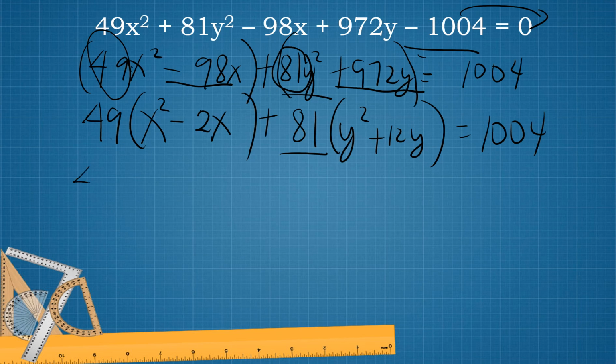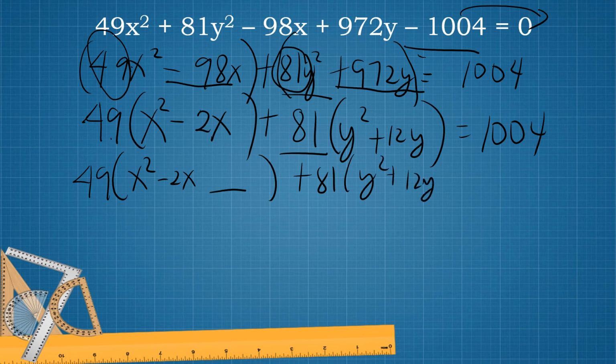So, we need to have 49 times the quantity x squared minus 2x. Maglalagay ngayon tayo dito ng patlang. Plus 81 times y squared plus 12y, and then maglalagay ulit tayo ng patlang dito, equals 1004. Now, para malaman natin kung ano yung i-add dito, we use the formula b over 2 squared. Since our b is 2, so we have 2 over 2 squared. 2 divided by 2 is 1. Pag in-squared natin, that's 1. So we have plus 1.